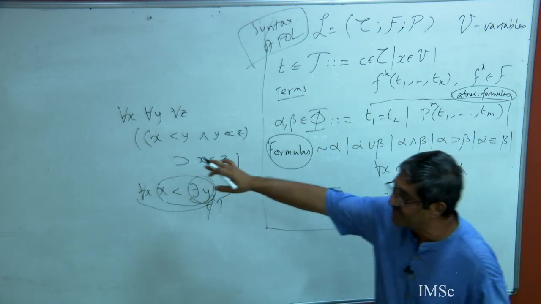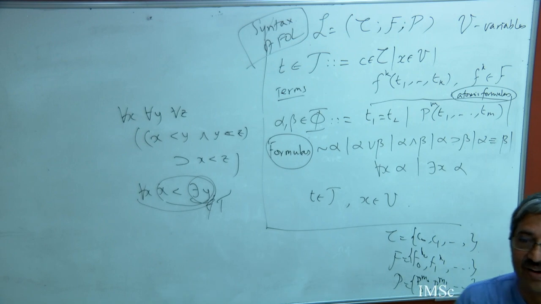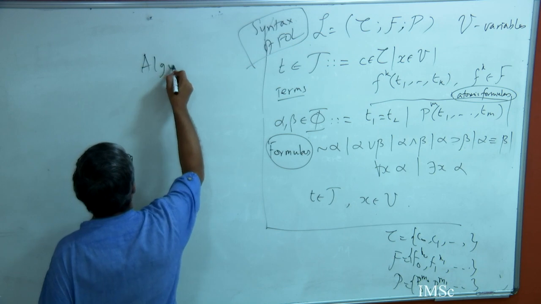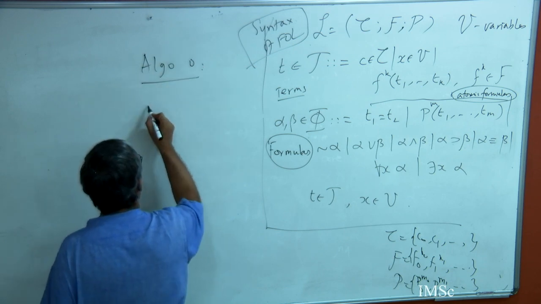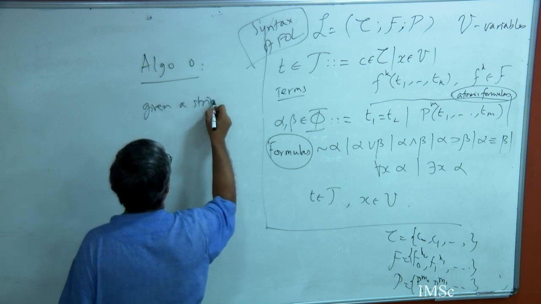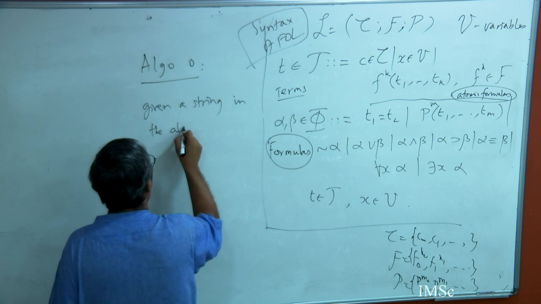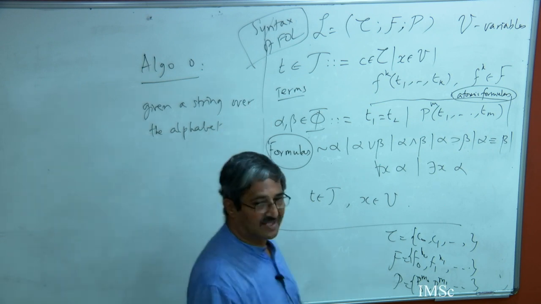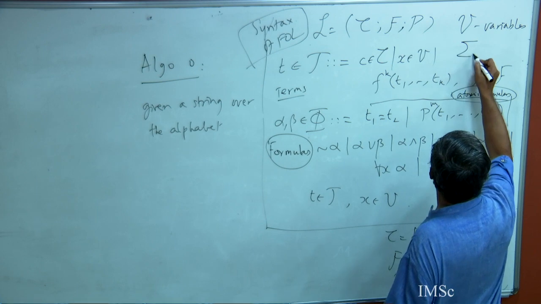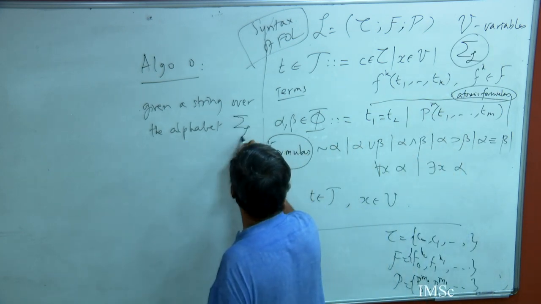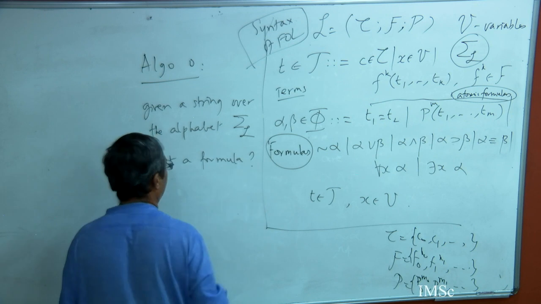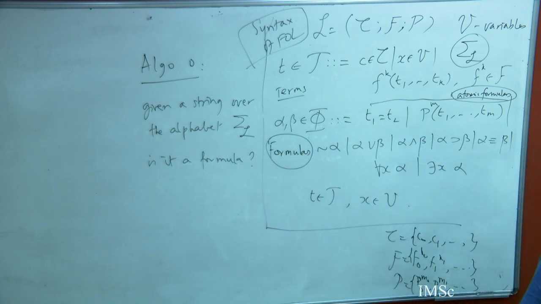You should be able to take a string of things and say whether this is a legal formula, whether it is in the set of formulas or not. So, the first algorithmic question that we look at, we will have lots of algorithmic questions to consider: given a string over the alphabet. What is the alphabet for us? Let me call it sigma L. Is it a formula? This is a very natural algorithmic question.